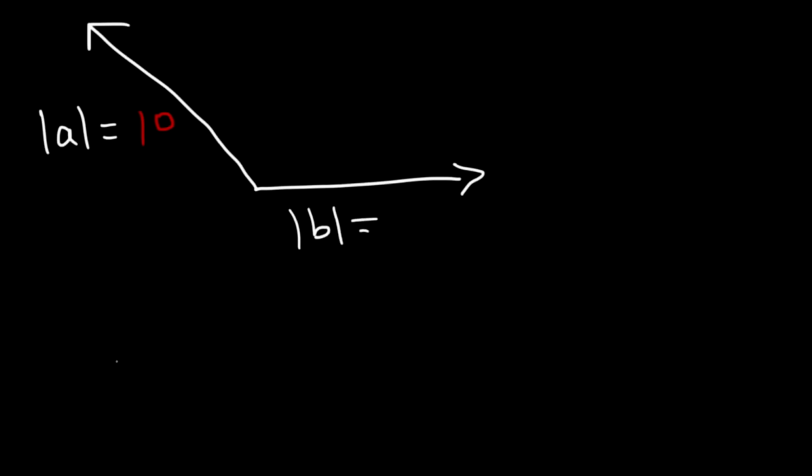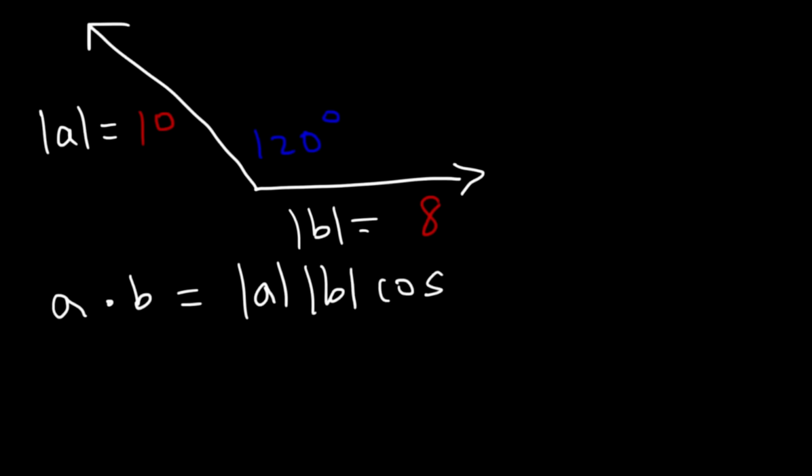Now, for the sake of practice, let's work on another example. So now it's your turn. Let's say that the magnitude of vector A is 10 units long, and the magnitude of vector B is 8 units long, and the angle between them is 120 degrees. Go ahead and calculate the dot product of A and B. So it's going to be the magnitude of A times the magnitude of B times cosine theta.